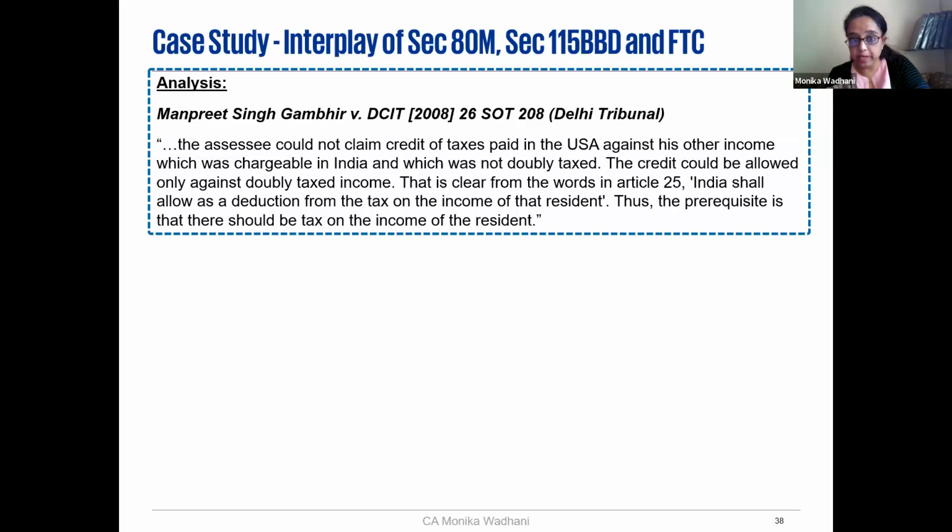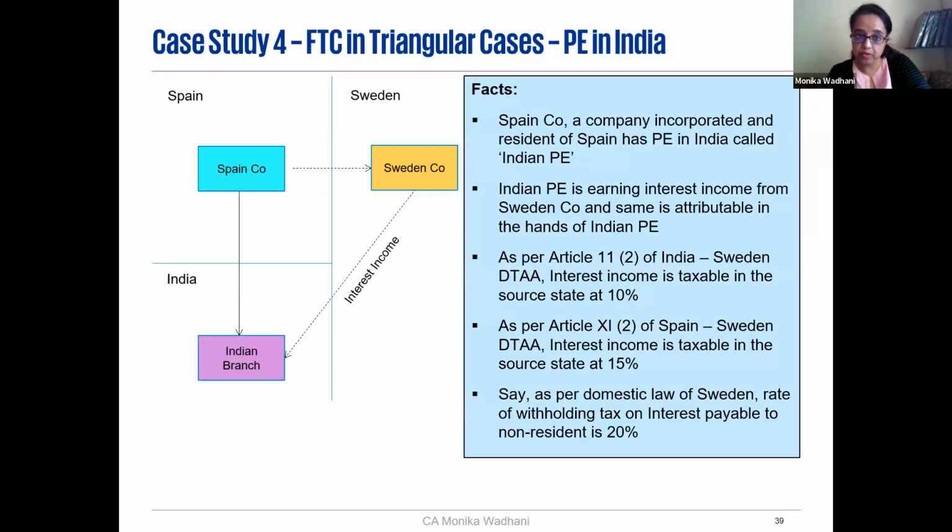So if you are claiming deductions like, say, MAT, there is no tax on income of the resident, and therefore on the first principle itself there is no double taxation, and therefore relief should not be granted. This is the proposition which the Delhi Tribunal has adopted in the case of Manpreet Singh.